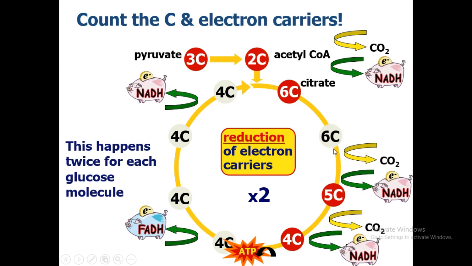Conversion of isocitrate to alpha-ketoglutarate, but by what enzyme? Unsa ang ga-catalyze ani nga enzyme? Unsa gani? Alpha-ketoglutarate dehydrogenase. So therefore, a carbon dioxide is released in this step. Okay? Then pag abot nimo sa step 4, another carbon dioxide is released.